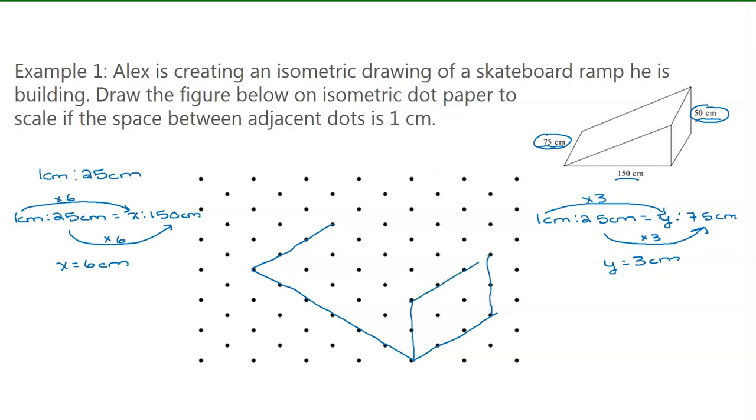If I join these 2 points here, this represents the back right here. And if I connect these 2 points on the diagram, I get the side. And then if I connect these 2 points, then I get the front. So there we have an isometric view of the ramp.